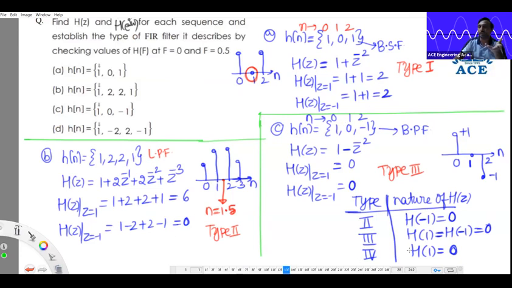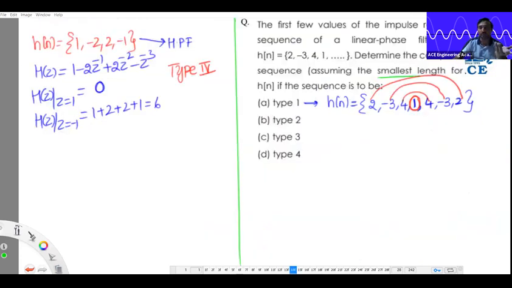Type 4 case, what happened? H(0) = 0. Starting itself is 0, which means a low pass filter is not possible. Similarly, a band stop filter is also not possible. You know the basic filter table: low pass means 1, 0, high pass means 0, 1. Magnitude levels we studied, or not, sir?